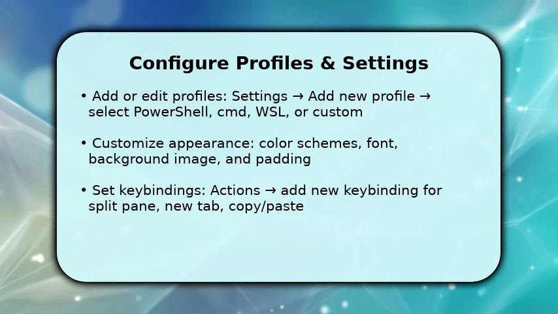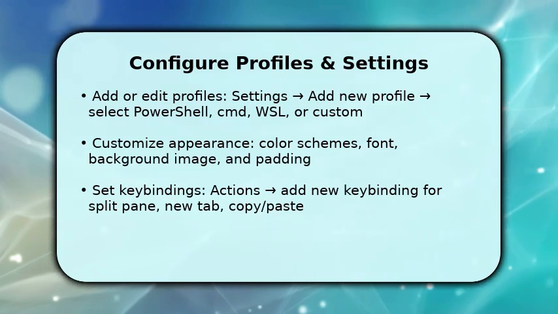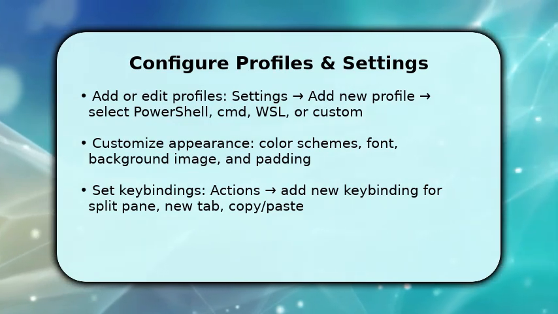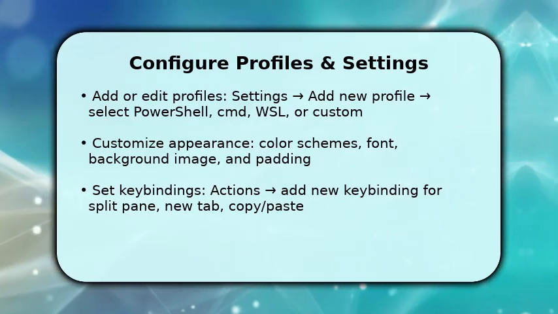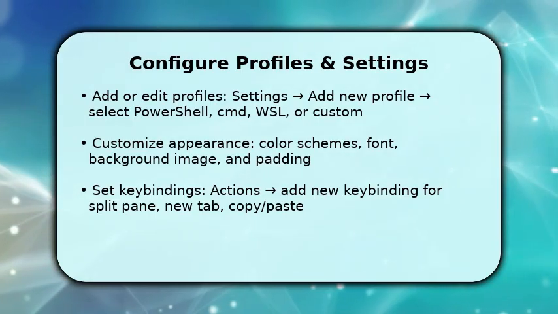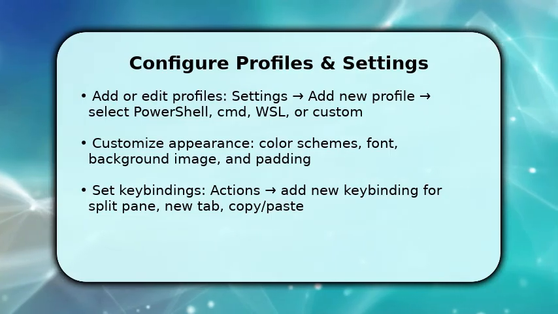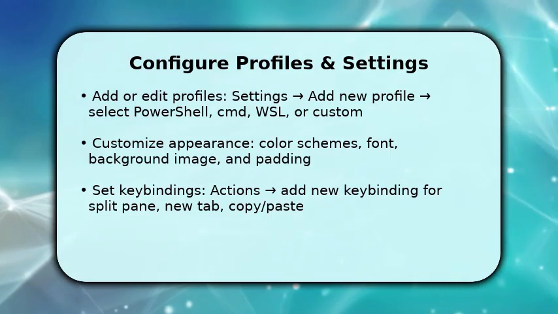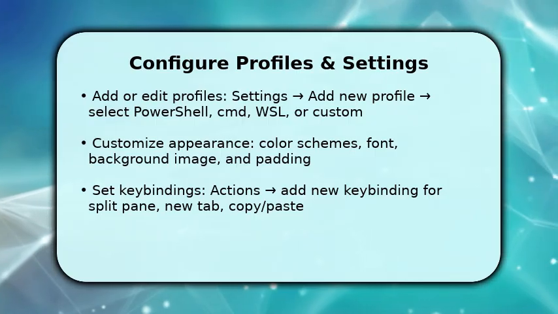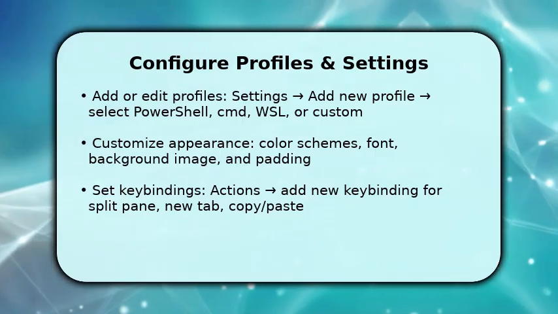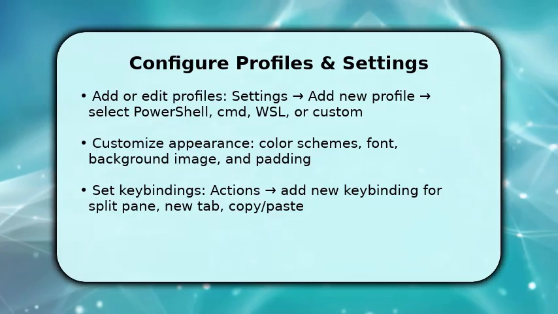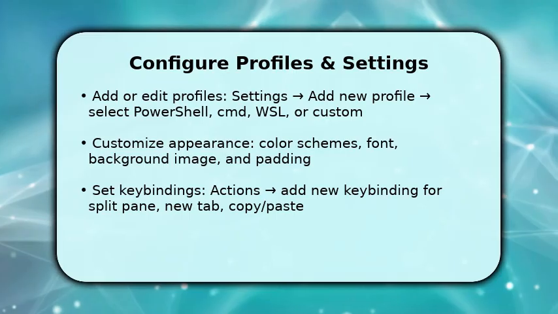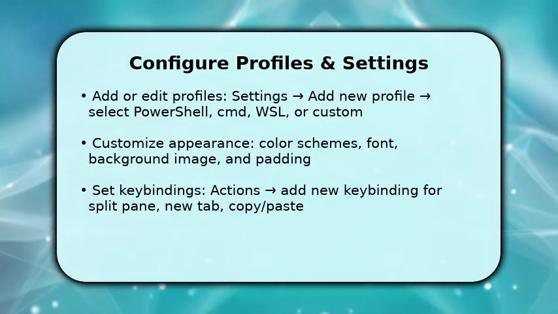You'll now configure profiles and behavior. Open settings and add a profile for each shell you use. This saves switching later. Once done, assign a clear name and icon so you can pick them fast. Make sure to customize color schemes and font sizes for readability and set your preferred startup directory. Next, define key bindings for split panes, new tabs, and copy-paste to speed workflows. These settings make Terminal feel personal and efficient, reducing friction during work.